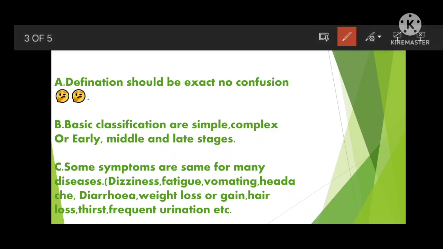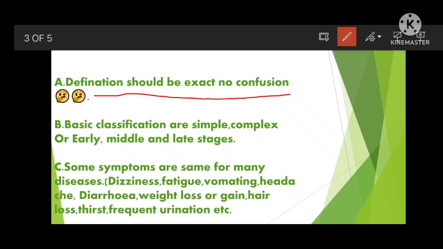Now I have told you, and I will explain each single point. Definition should be exact, no confusion. Write a simple definition, but in such a way that there will be no confusion for you and also for the supervisor who corrects your answers. He should be clear in his way, and you also should be clear while writing the definition. No scratches, no extra writing. What they ask, write directly.